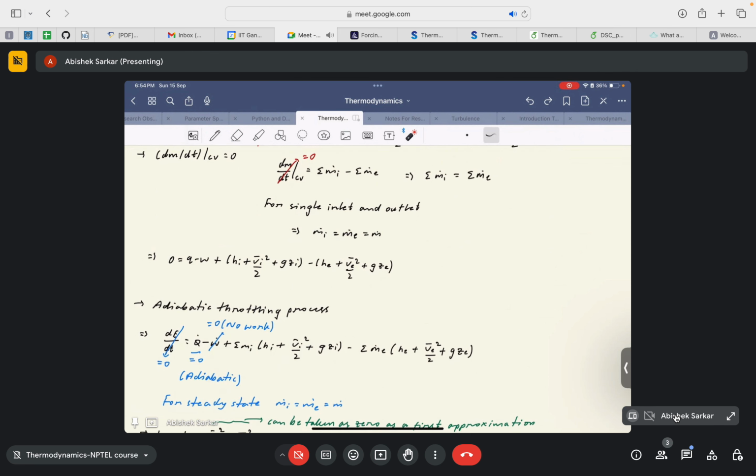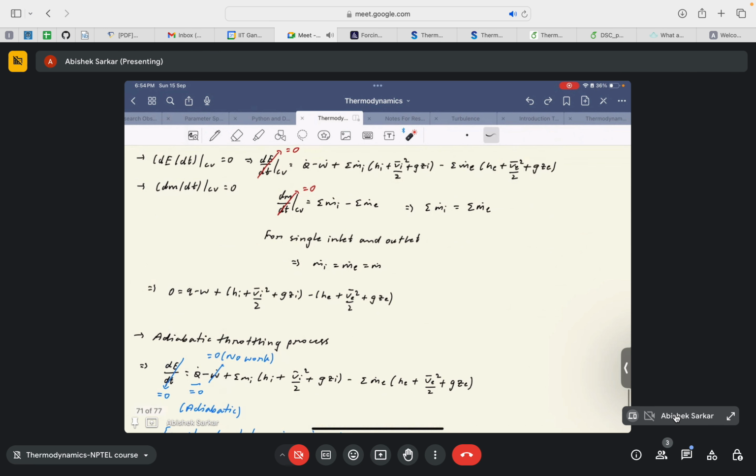Once you divide m dot with all the terms here in this equation, you will get q minus w, where small q denotes the net heat input to the system per unit mass. Small w is the net work output from the system per unit mass, and all these terms are now in the form of per unit mass. So h i would be in kilojoules, the units of energy per unit mass, v i square by 2 is the kinetic energy per unit mass, and g z is the potential energy per unit mass.